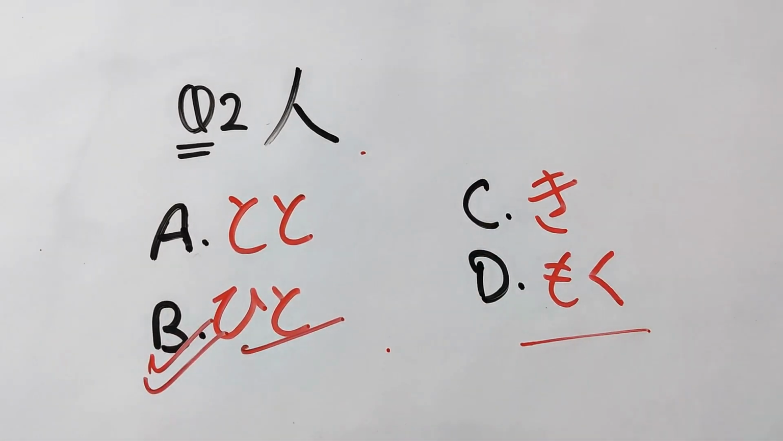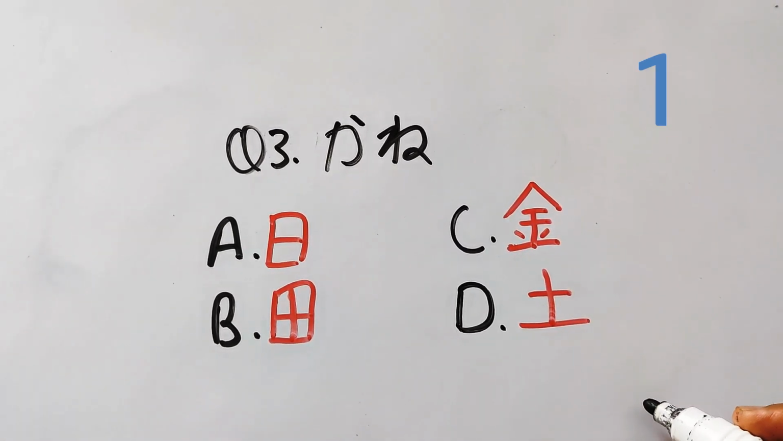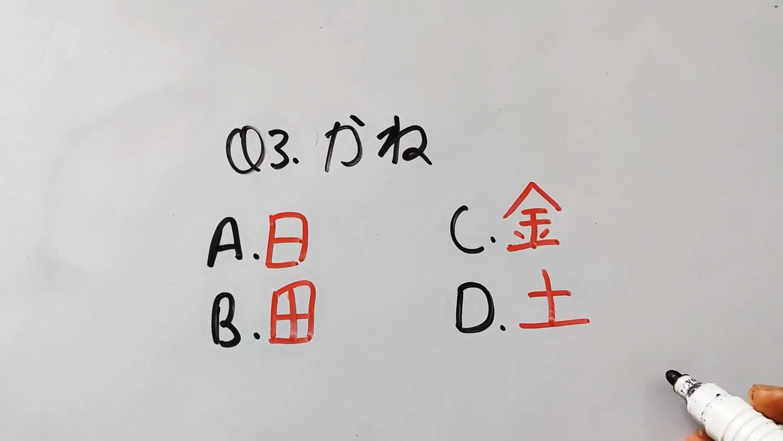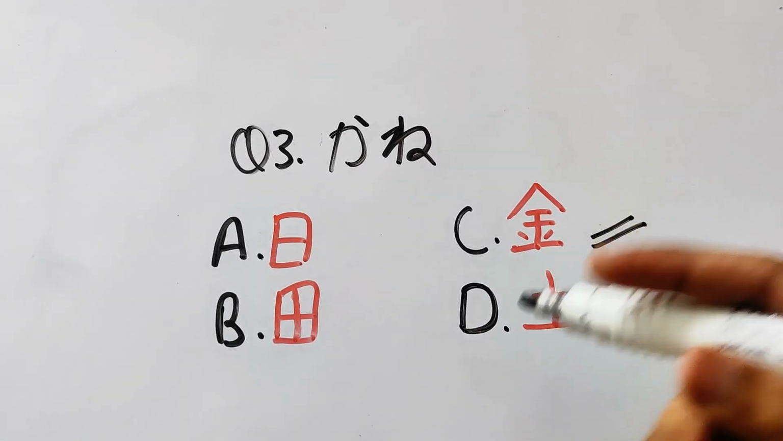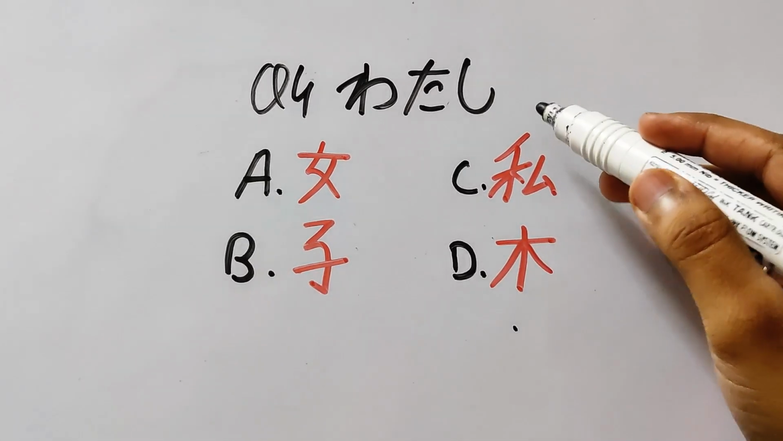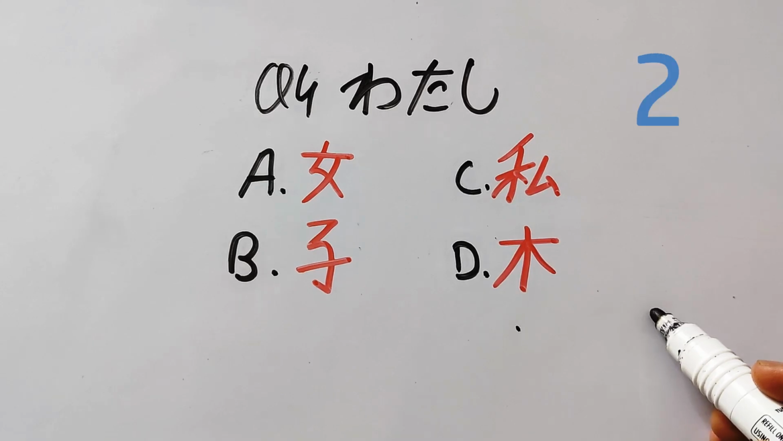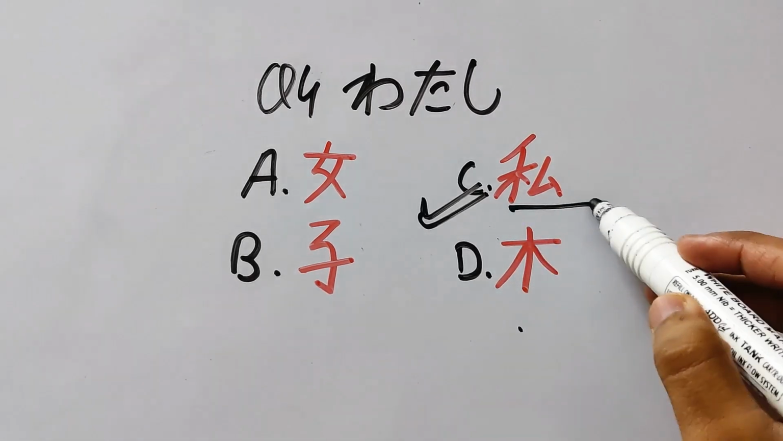Okay, now next. Okay, so now guess the correct kanji. It's C kane, which means money. Now next. Okay, so which kanji means watashi? It's C watashi.